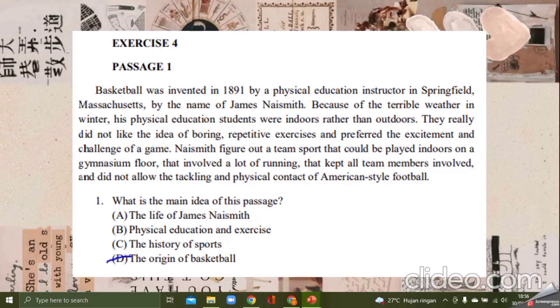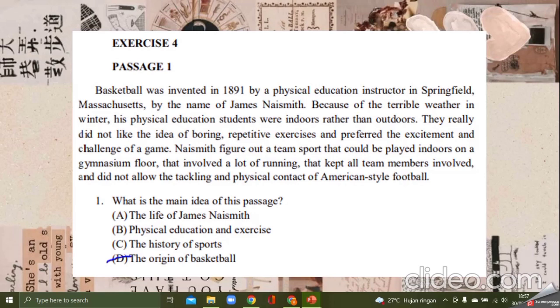1891 by a physical education instructor in Springfield, Massachusetts, by the name of James Naismith. Because of the terrible weather in winter, his physical education students were indoors rather than outdoors. They really did not like the idea of boring, repetitive exercise and preferred the excitement and challenge of a game.